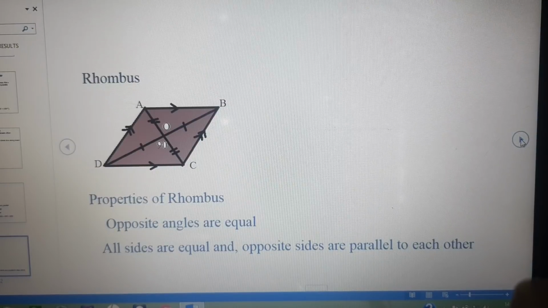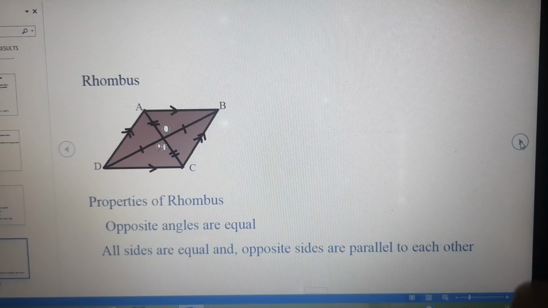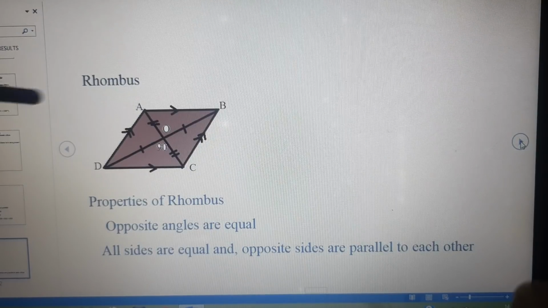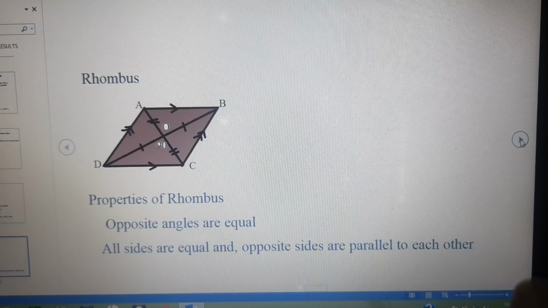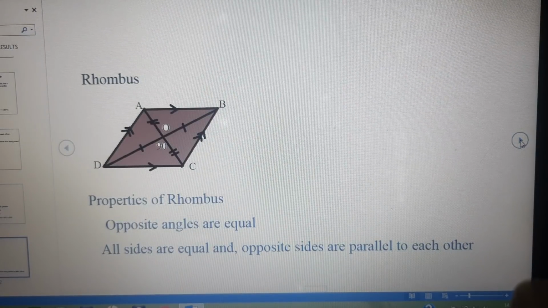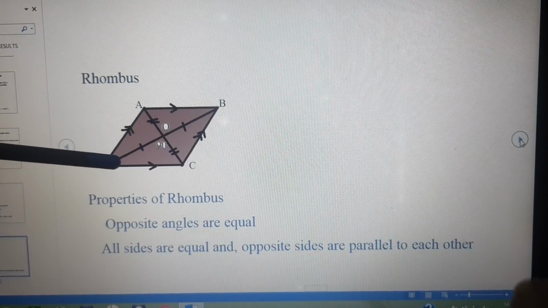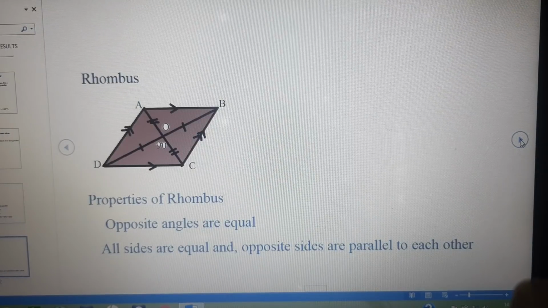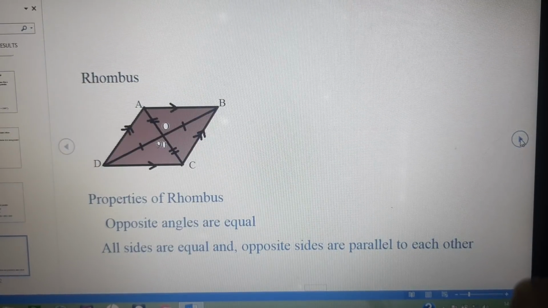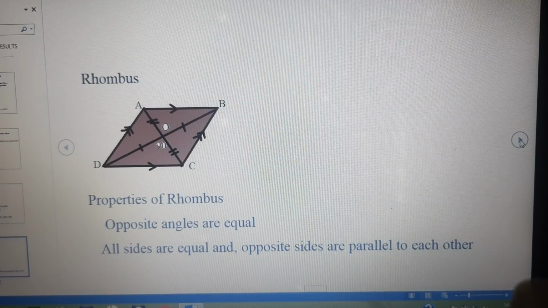Are you getting it? So diagonals are unequal. They bisect each other at 90 degree. Because it is a rhombus, parallel lines are there. All the properties of parallel lines will exist here. Angle A plus angle D is equal to 180 degree because they are co-interior. Likewise, others also. Opposite angles will always be equal. Angle D will be equal to angle B. Angle A will always be equal to angle C.